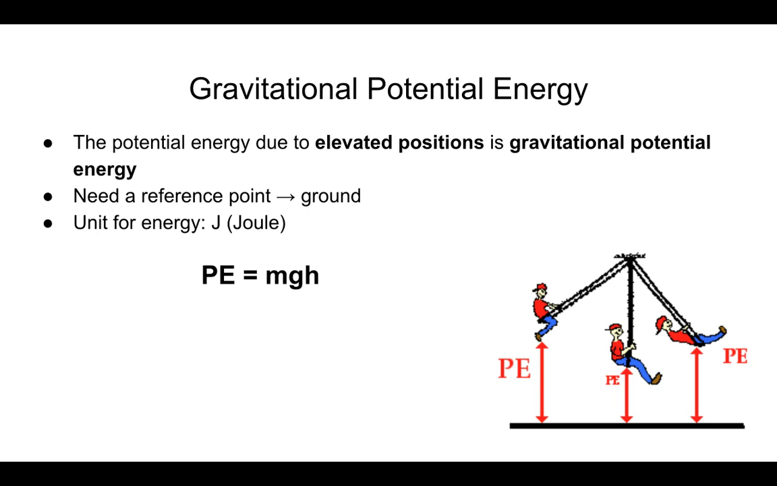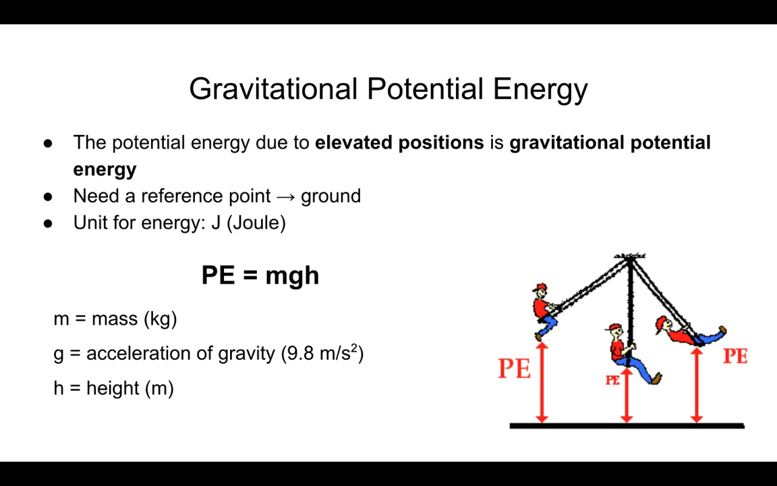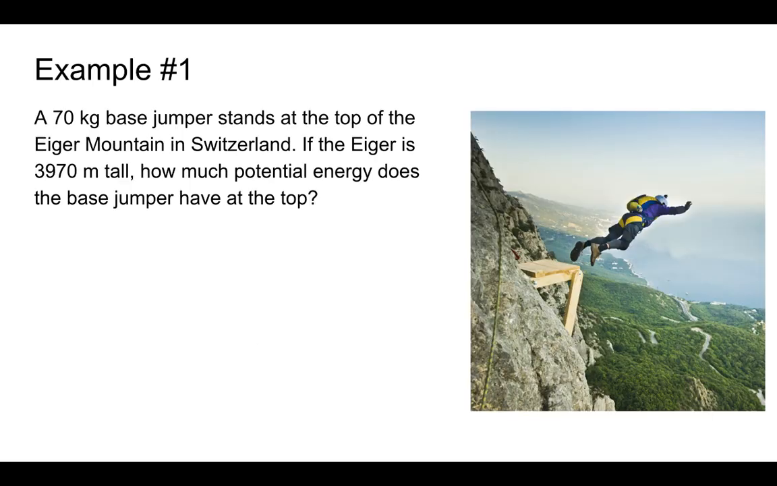So our equation for gravitational potential energy is potential energy equals m times g, little g, times h, where m is the object's mass in kilograms, g is the acceleration of gravity, which we know is 9.8 meters per second squared, and h is the height in meters.